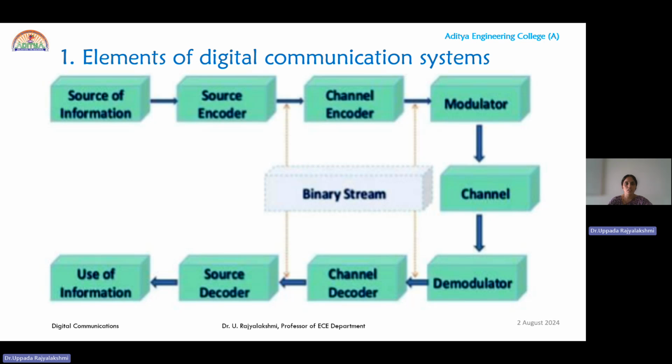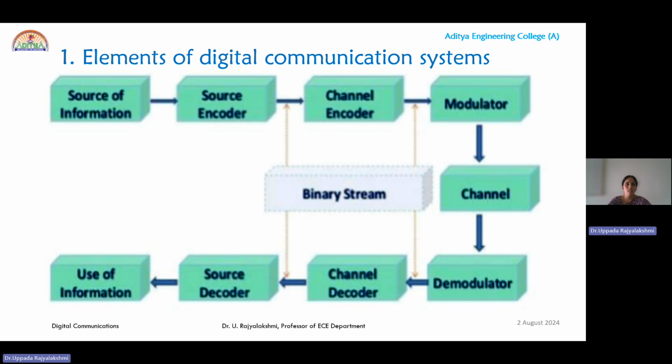At the receiver section, our demodulator will collect the noisy modulated signal and convert it into a group of code words. Again, the group of code words is applied to the channel decoder to convert it into the binary stream.